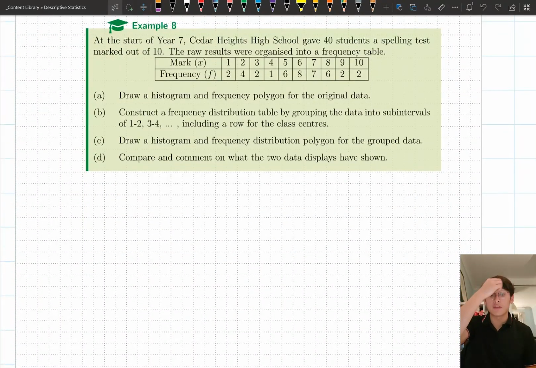At the start of year 7, Cedar Heights High School gave 40 students a spelling test marked out of 10. So here the raw results are organized into a frequency table below. It's horizontal, but here we've got all our marks from 1 to 10. And underneath we've got the frequency showing how frequent each one of those scores appear.